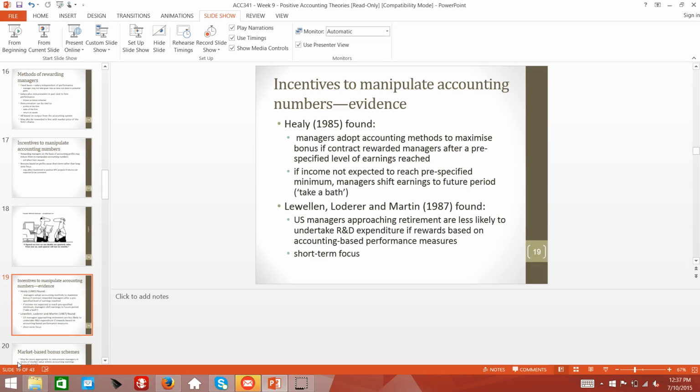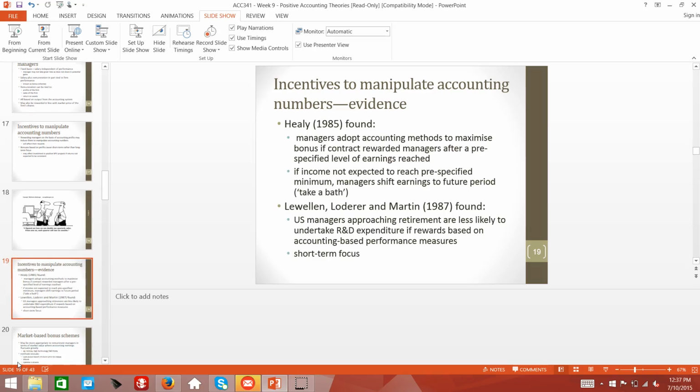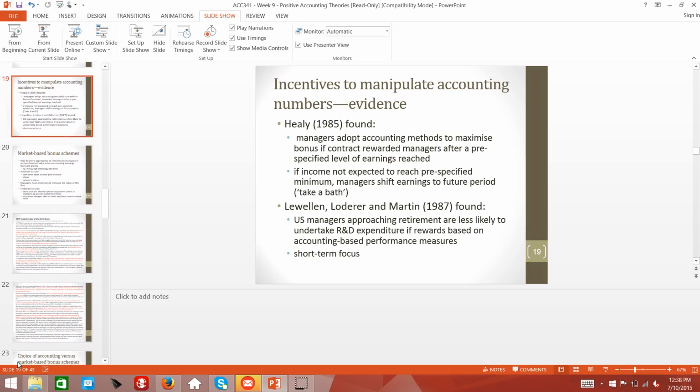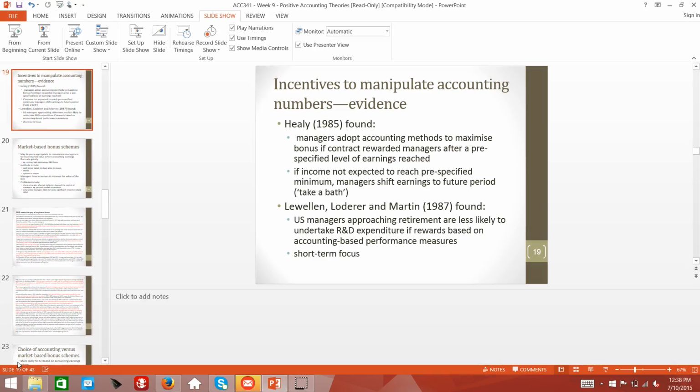So in 1987, Lewellen, Loderer and Martin found that US managers approaching retirement are less likely to undertake research and development expenditure if it's based on accounting performance measures. It makes managers have a short-term focus. You're 64, you're retiring at 65. What real incentive is there for your company to spend $250 million on a research and development project, which may or may not come off? And even if it does come off, it is not going to come off in the period of time where you're going to benefit from it financially.